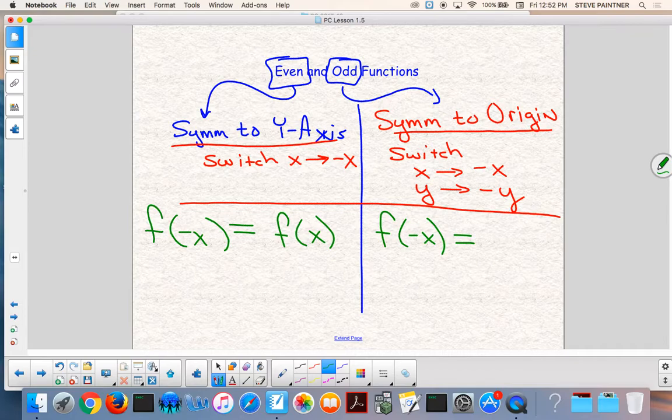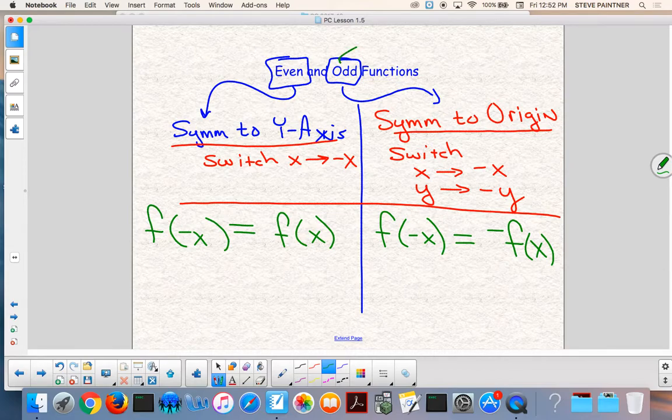Put a negative in front of the f of negative x. Okay, so he says take f of x, which you guys, do you know what that is? Y. That's just y. Switch the y to what? Negative. There. That's what you do. So when you're doing these two tests, you do this one for even and this one for odd. And odd goes with the origin.